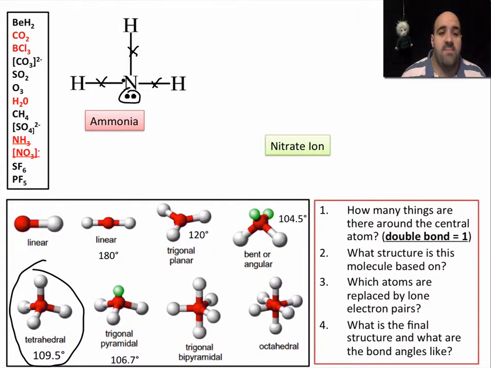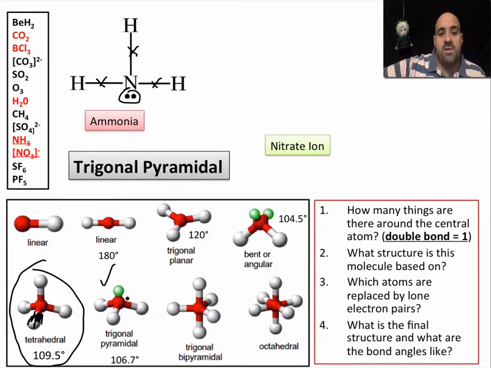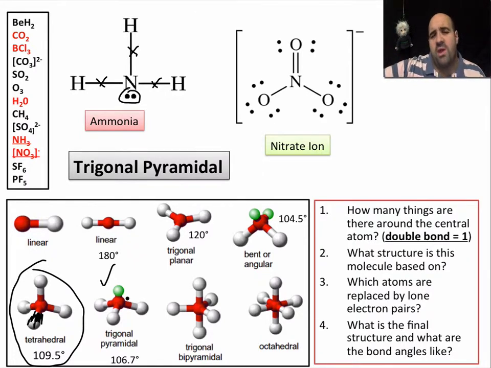Which atoms are replaced by lone electron pairs? Recall that one of these atoms is not an atom. It's a lone electron pair. So we cross it off, pick one of them, and you end up with a structure like this. The final structure is going to be trigonal pyramidal, because you have 3 things around a central atom with 1 lone electron pair. So that's what ammonia will look like in 3D. So this is trigonal pyramidal, and now we're going to do the same thing for the nitrate ion.